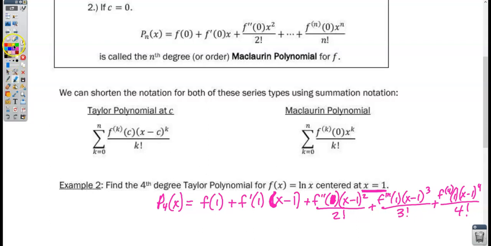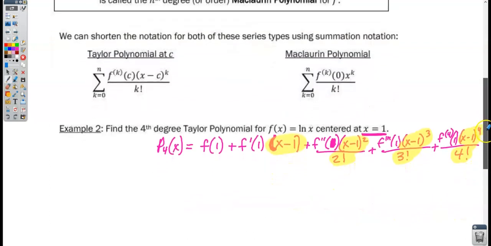Look at all the things that we already know in this form. We know this x minus 1 here. We know this x minus 1 squared in the 2 factorial. We know this x minus 1 to the third in the 3 factorial. We know this x minus 1 to the fourth in the 4 factorial. So all we need is the value of the function and its derivatives at x equals 1. So we're going to go ahead and start finding those.